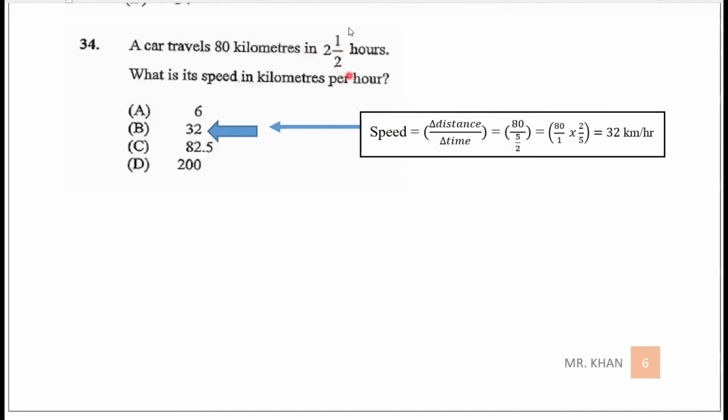Now, 2.5 hours, if we make it improper, 2 2s are 4, add 1 will be 5 over 2. So I'm dividing 80 by 5 on 2. And the thing is, when you divide by a fraction, you flip and multiply. So it'll be 80 by 2 on 5. You flip the 5 on 2, and you get 2 on 5. And we multiply, right? So let me work that out.